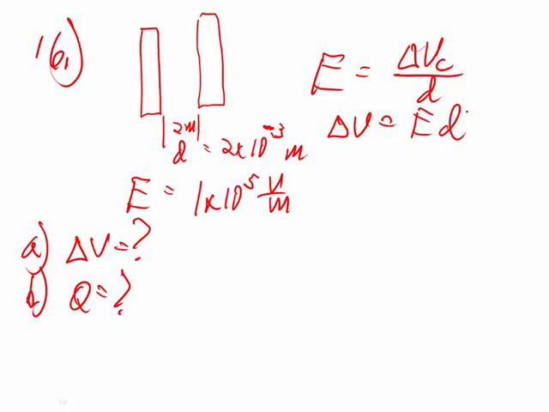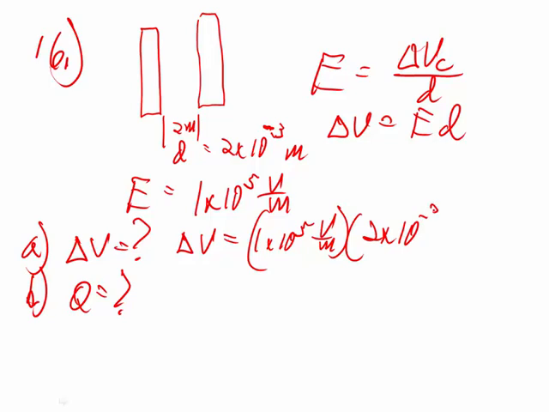Now we can find the change in voltage. The change in voltage, the potential difference, is equal to what? Well, we have the electric field, which is 1 times 10 to the 5th volts per meter, times 2 times 10 to the negative 3rd meters. So let's do that calculation real quick. What do we get? 1 to the 5th times 2 to the negative 3rd.